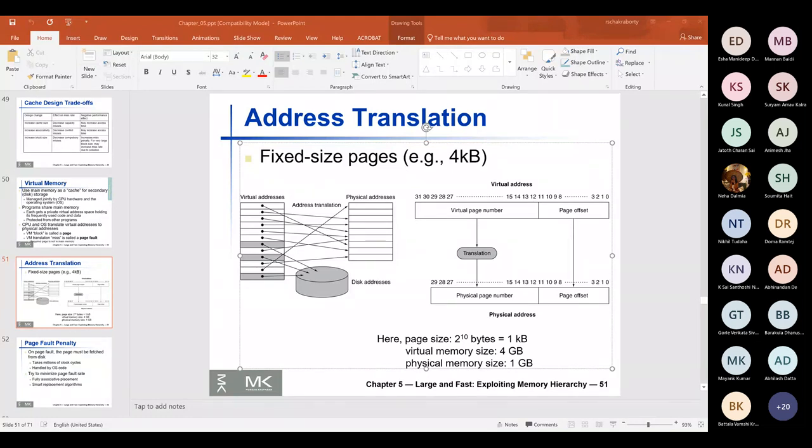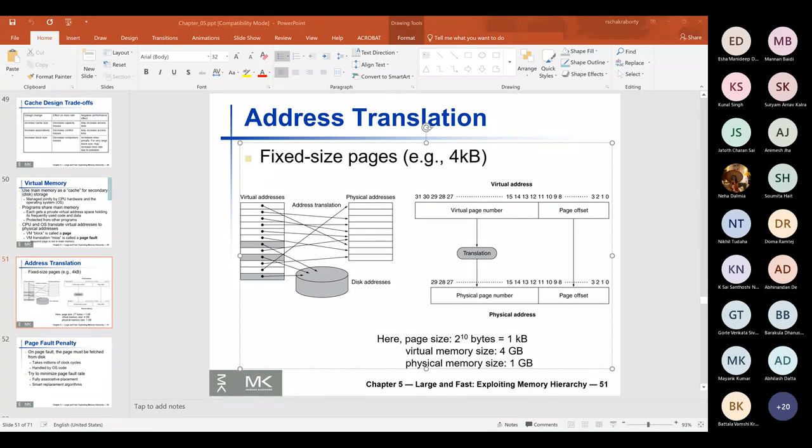So you look at the necessary number of bits. How many bits do I need to denote 4 kilobytes? 4 kilobytes is 2 power 12 bytes. So I require 12 bits to denote the page offset on the least significant bit side. From bit number 0 to bit number 11 of the virtual address is your page offset. Then from bit number 12 up to bit number 31 is the virtual page number.